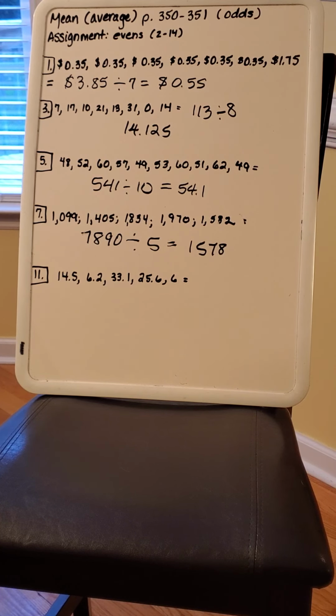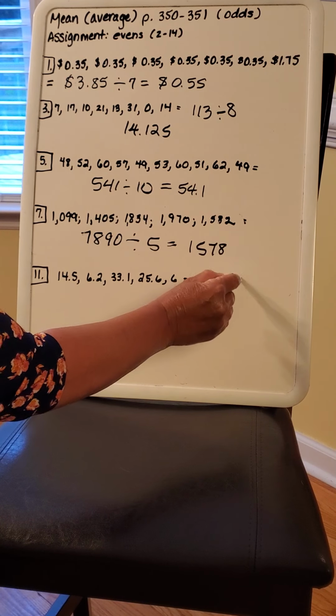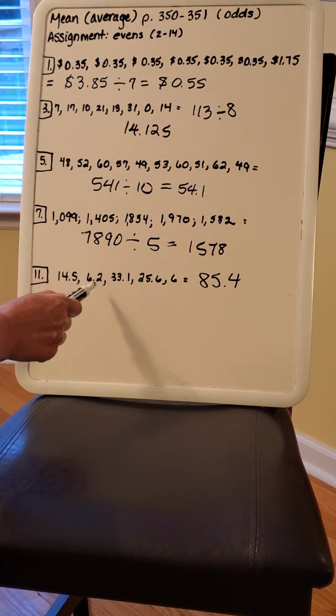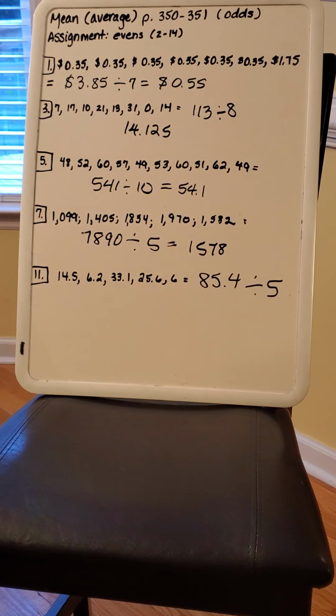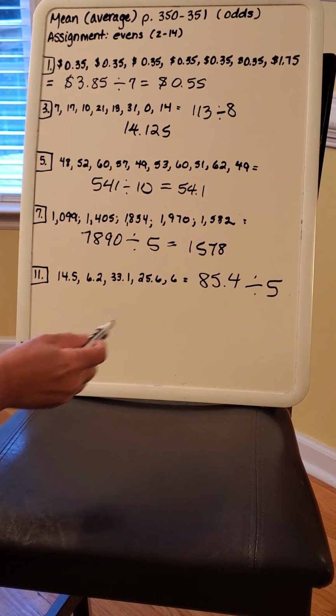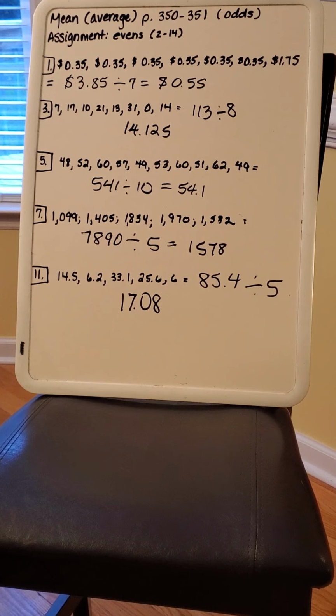And then number 11, these are decimals. Still the same thing. So we total those up and we'll get 85.4. And there are 1, 2, 3, 4, 5. So we'll divide by 5. So 85.4 divided by 5 is 17.08. Okay, so it's not going to be very difficult.